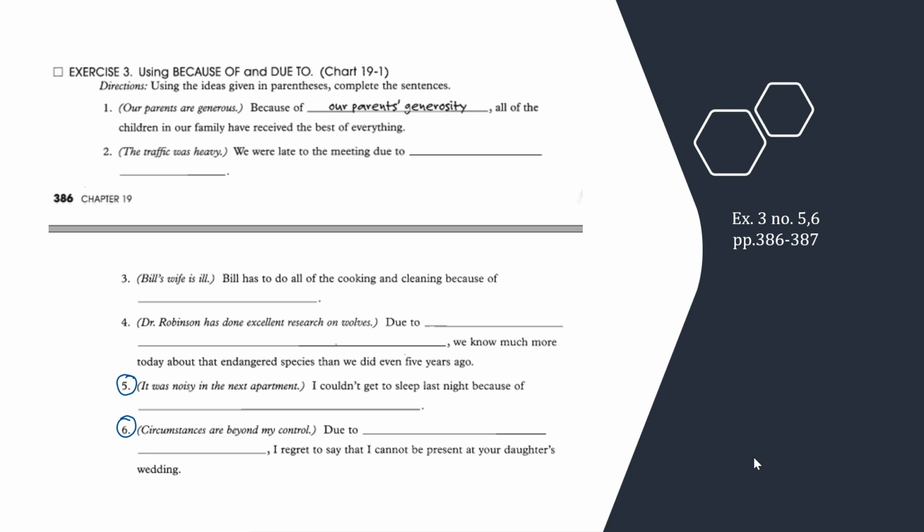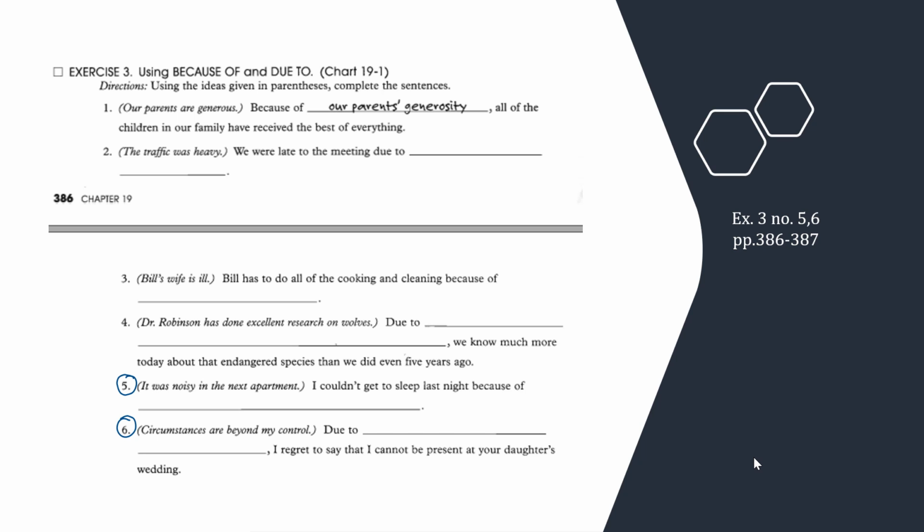Okay, number 6. Circumstances are beyond my control. Due to blah blah, I regret to say that I cannot be present at your daughter's wedding. After due to, similar to because of, due to is a phrasal preposition. After due to, it must be followed by a phrase, not a clause. Based on the idea given for number 6, that is in the form of a clause, it must be changed into a phrase like due to circumstances that are beyond my control, I regret to say that I cannot be present at your daughter's wedding.